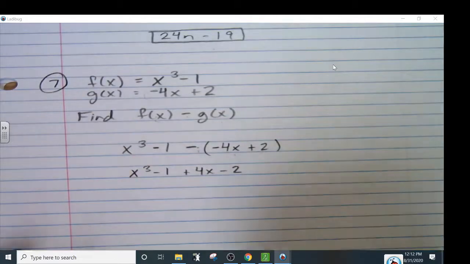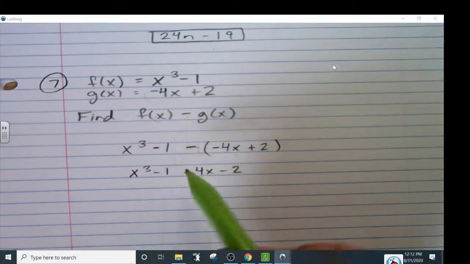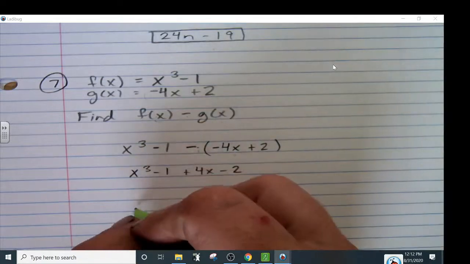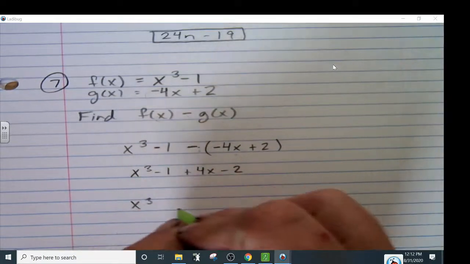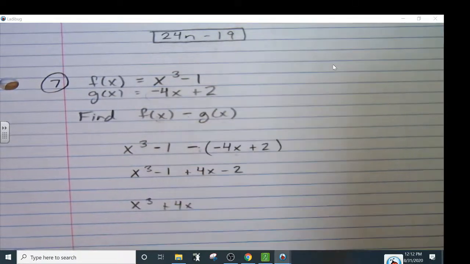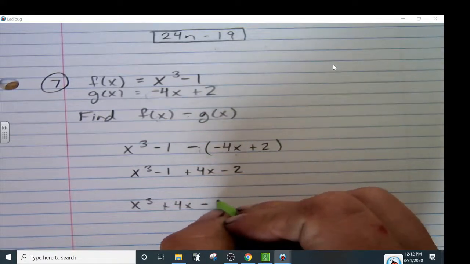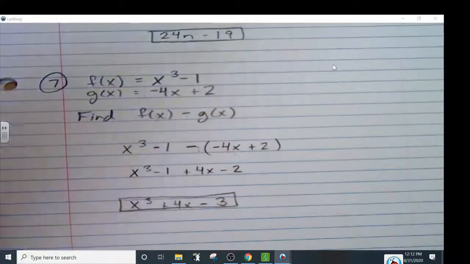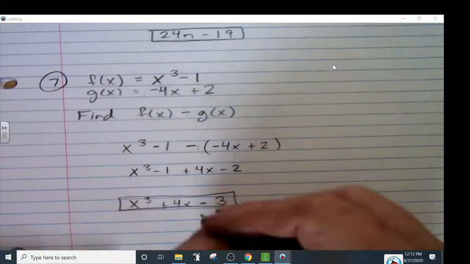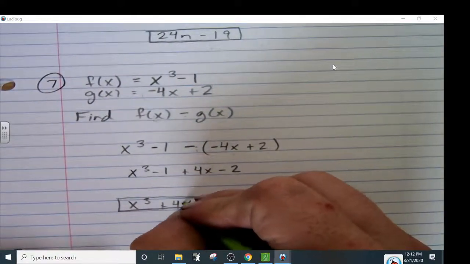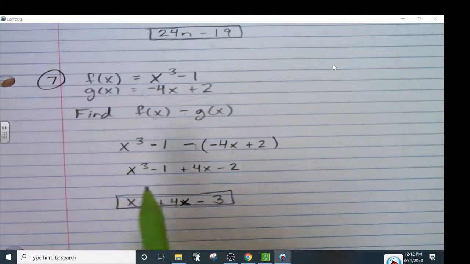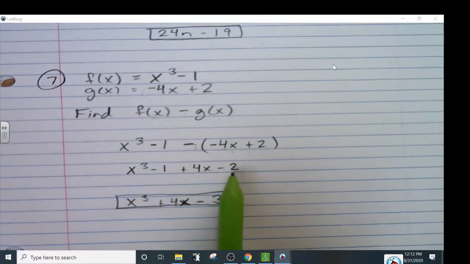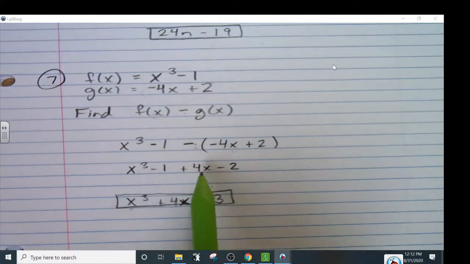All right, then last but not least, guys, all we got to do is combine our like terms. That's going to be x cubed plus 4x. That's your answer. Okay, so what I did, I had two like terms. Negative 2 minus 1 is negative 3. I just brought the x cubed and the 4x down.